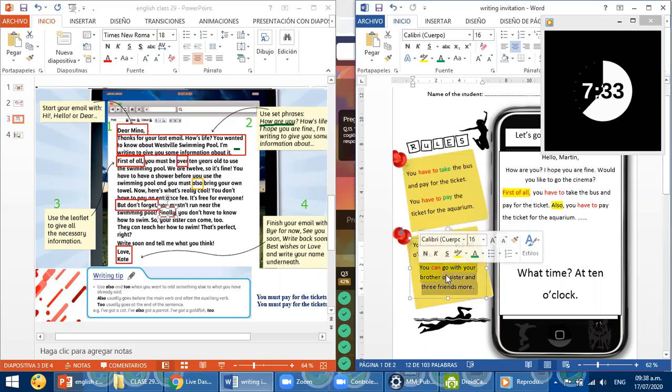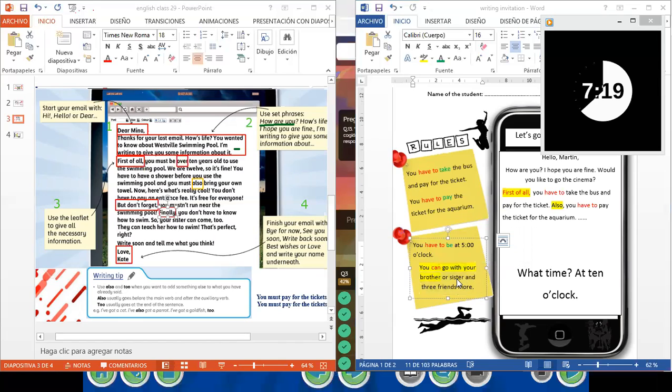If she can go with another person too, or no? Or the invitation is only for her. You can also use this kind of rule, okay? You can go with your parents, with your dad, with your mom, okay? But it's okay, Belen. Continue, please, okay?